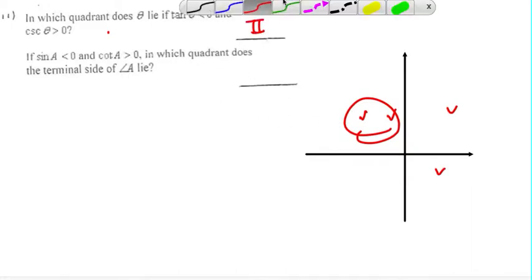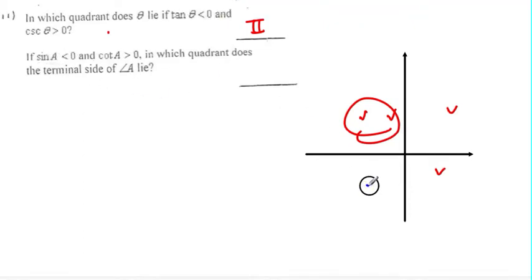Okay, let's go for the next question. I'm going to try to do this one in blue. Sine is negative. Alright, that means we're looking at the third and fourth. But cotangent is positive. That means we're looking at third or first. So therefore, our answer becomes third.